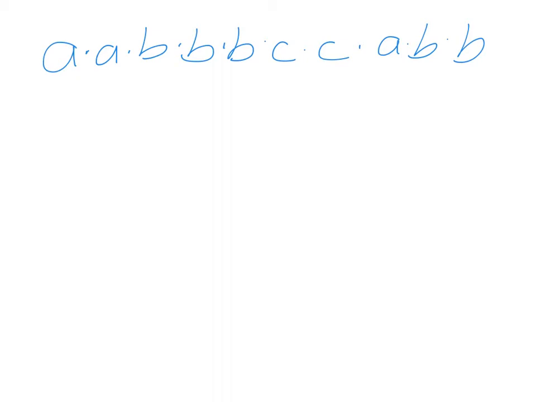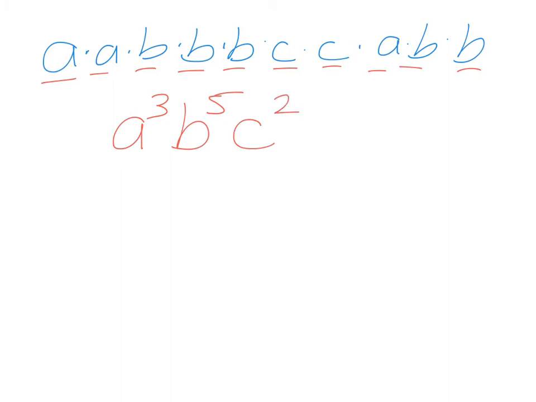If you did it correctly, you noticed that there were 3 A's. That's A cubed. You notice there are 5 B's being multiplied together. That's B to the 5th. And finally, there are 2 C's, so that's C squared. So I get A cubed, B to the 5th, C squared.